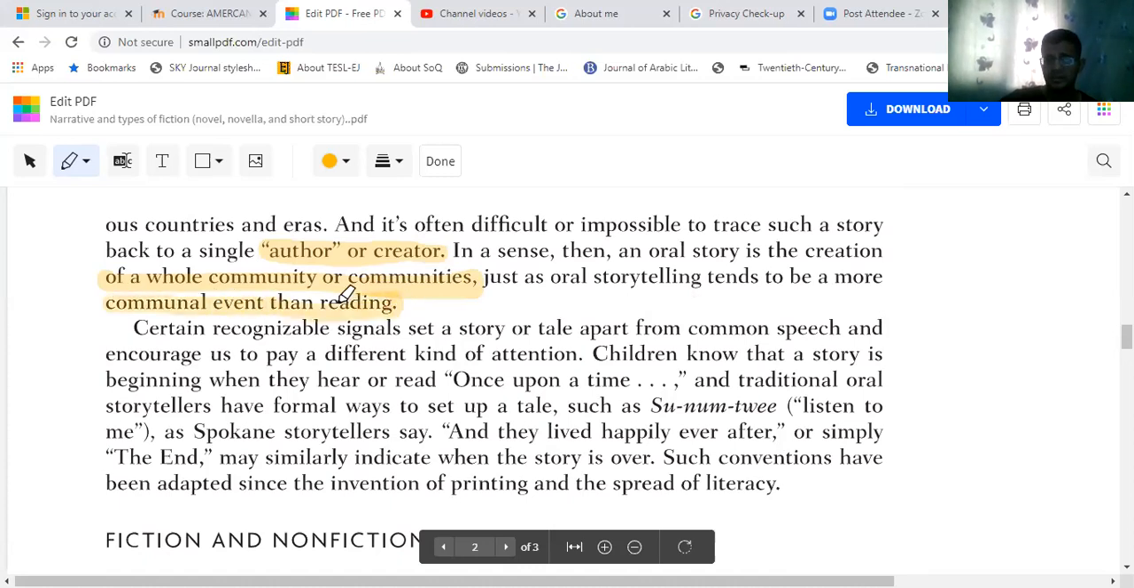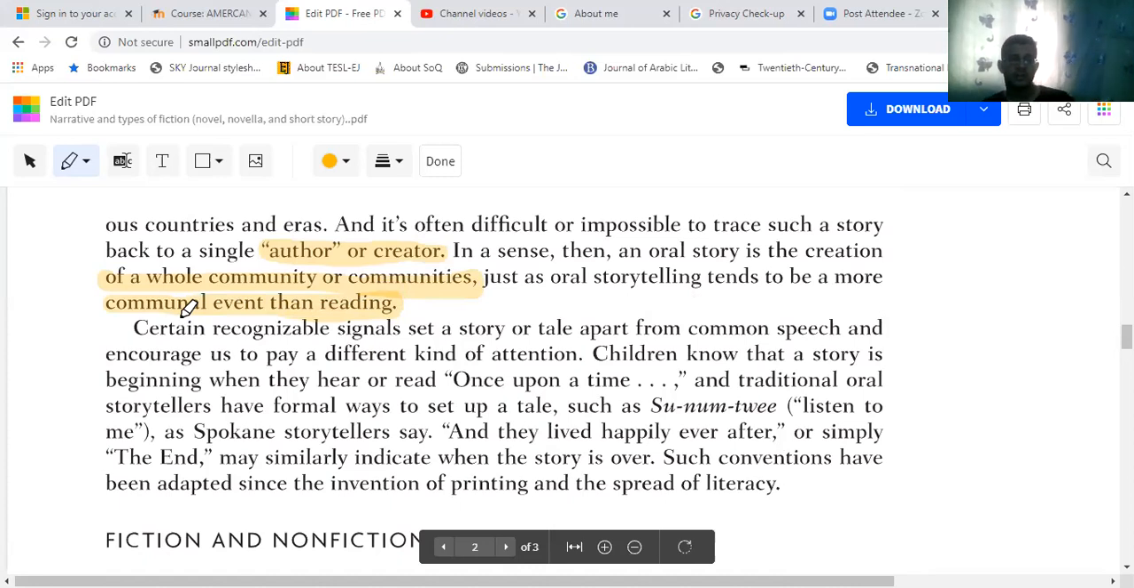Okay, so that's the difference, that's what we mean by oral stories: it has to do with the community, okay? And I'm sure that every one of you has some oral stories told by your mother or your father or your uncle or even your grandfather or grandmother.